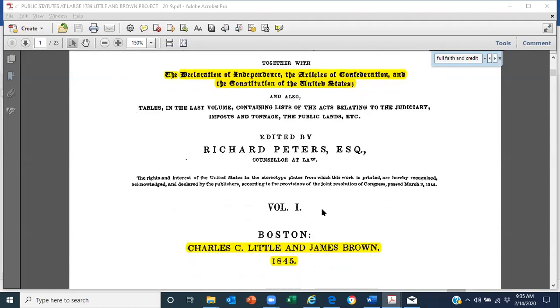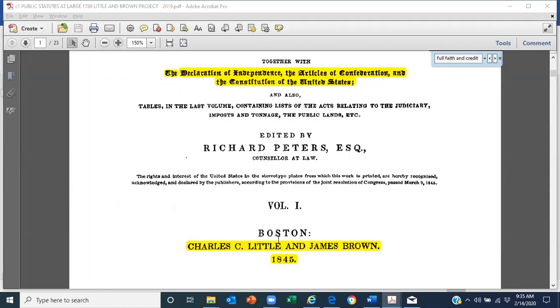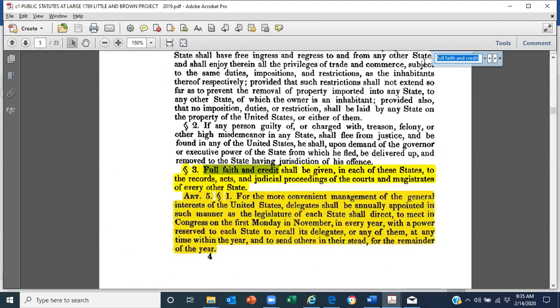Let's scroll down and verify right here, as you can see, Charles C. Little and James Brown, Little and Brown's edition of law. This is evidence, everyone. This is evidence. Let's move forward here. Full Faith and Credit. Boom.